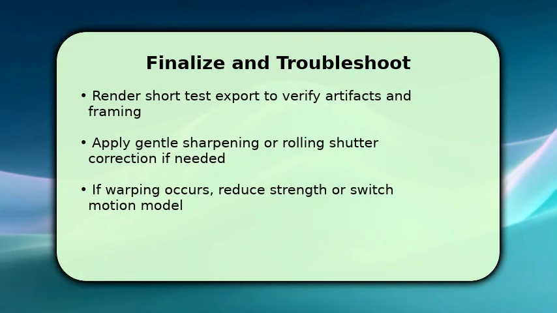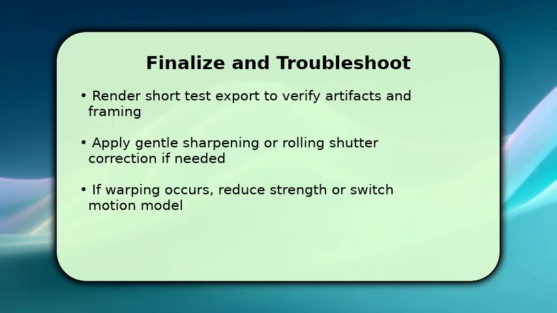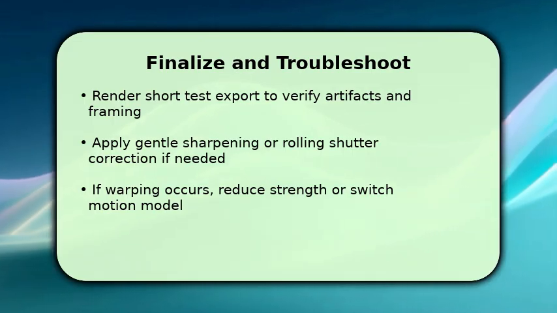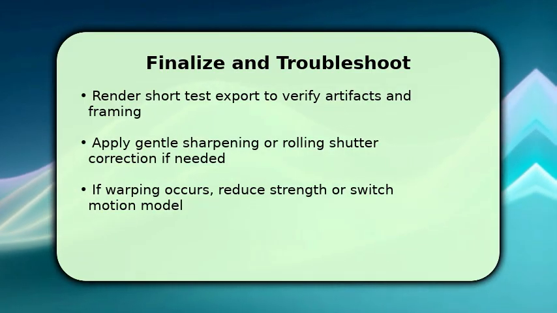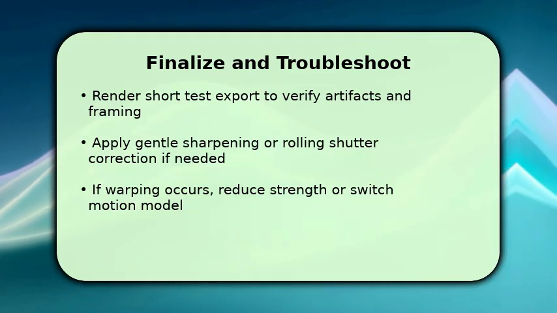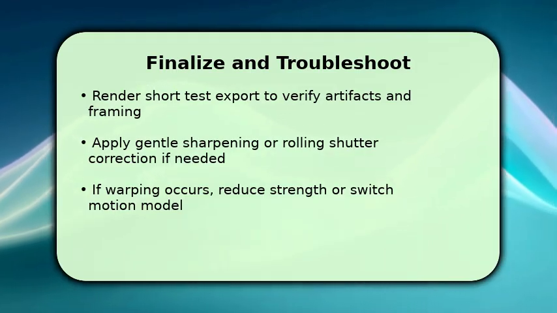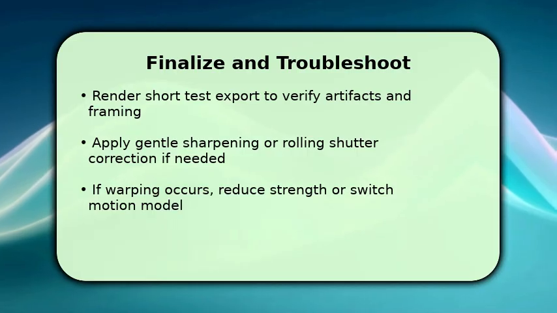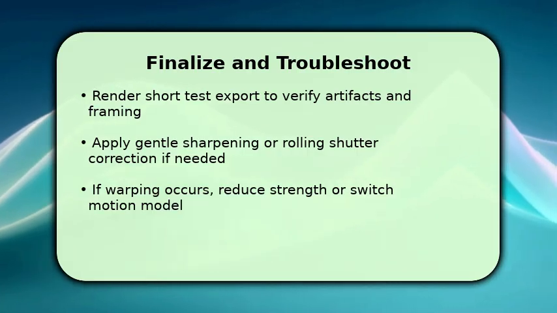To finish, render a short test export at full quality to check for artifacts, black borders, or overcropping. Viewing in real time exposes issues you miss in preview. Once satisfied, apply subtle sharpening and, if necessary, rolling shutter correction to fix skew from CMOS sensors.